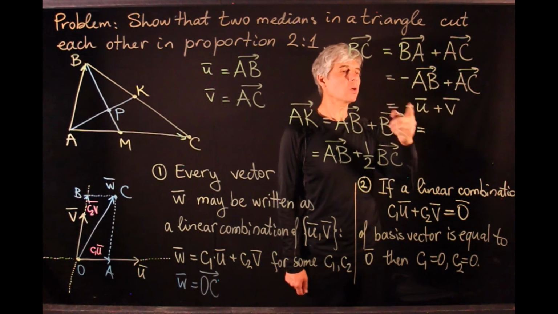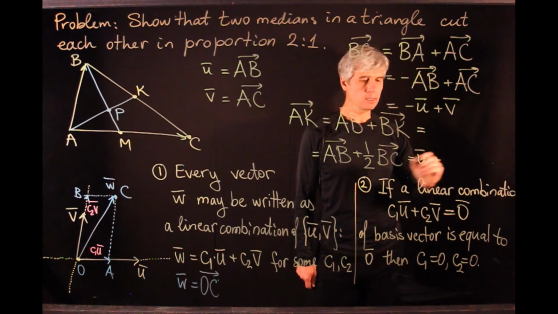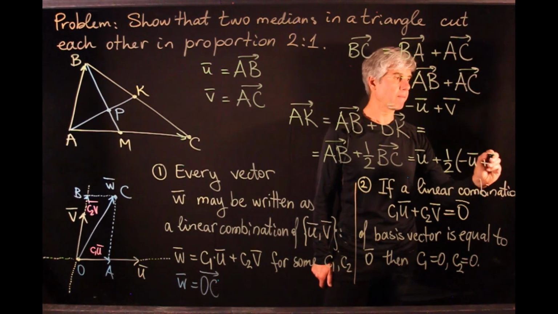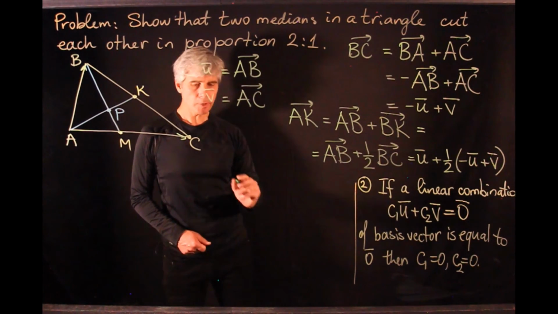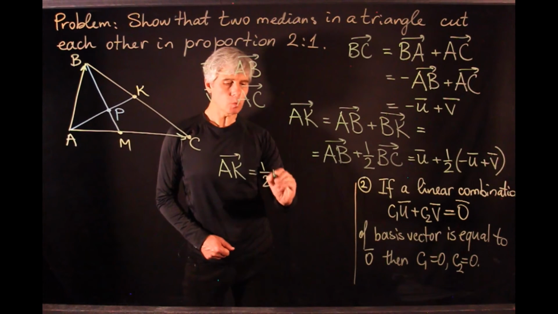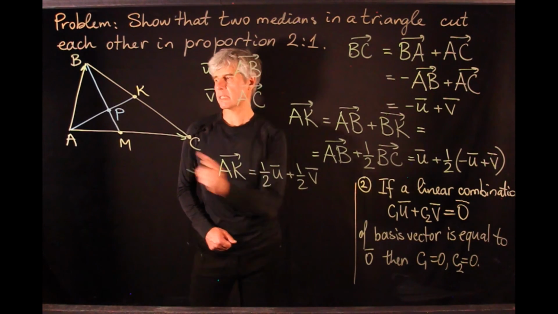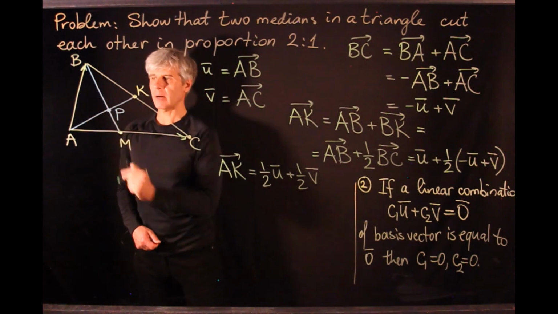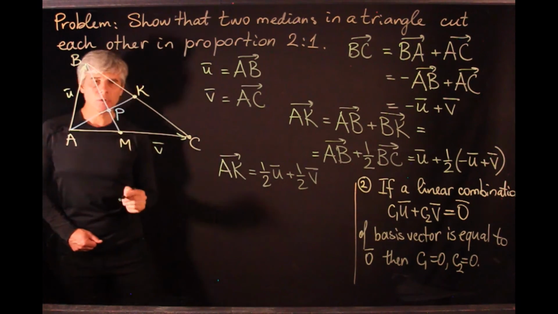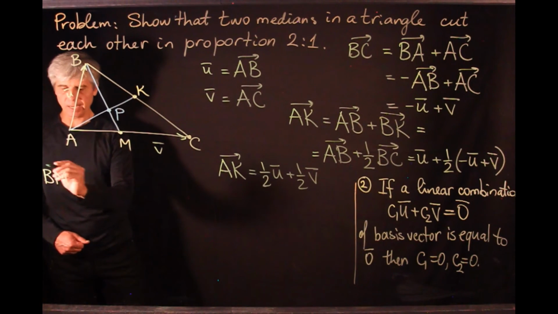But for BC, we already got our expression. So here we have U plus 1/2 of BC, but BC is minus U plus V. And simplifying that expression, we get that AK is equal to 1/2 U plus 1/2 V. So here we managed to express the vector AK as a linear combination of our basis vectors U and V. Now, another vector that's of interest to us is the vector BM.